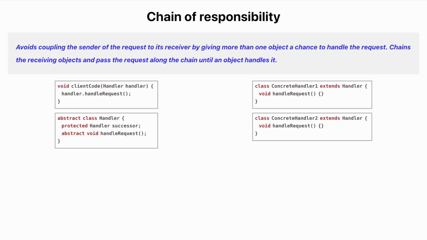Chain of responsibility. Avoid coupling the sender of the request to its receiver by giving more than one object a chance to handle the request. Chain the receiving objects and pass the request along the chain until an object handles it. Here, the handler has the reference to the successor. So when a client sends a request to be handled to some handler, the handler may handle the request and pass the request to the successor. The handler may not pass the request after the request is handled.